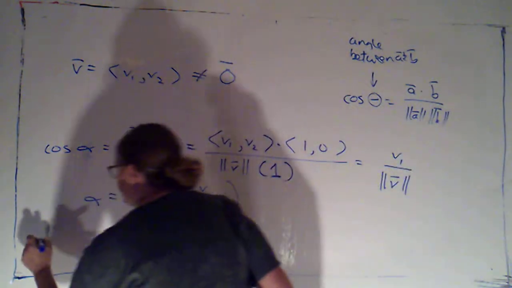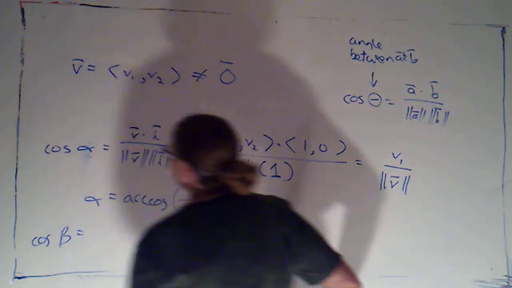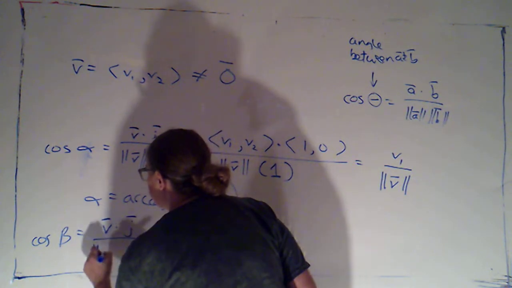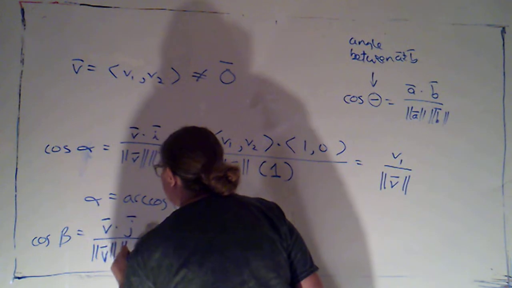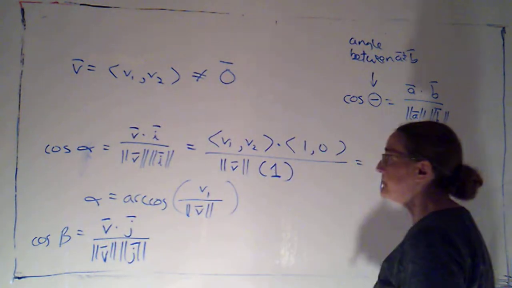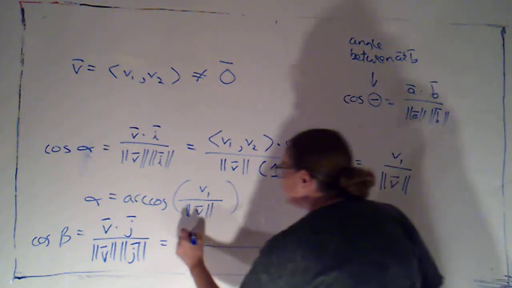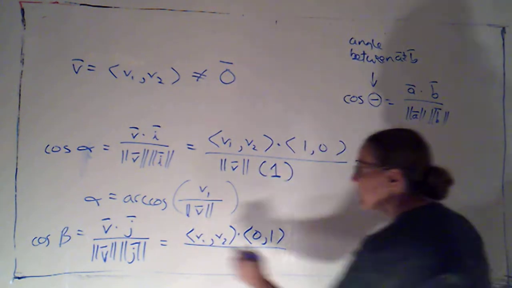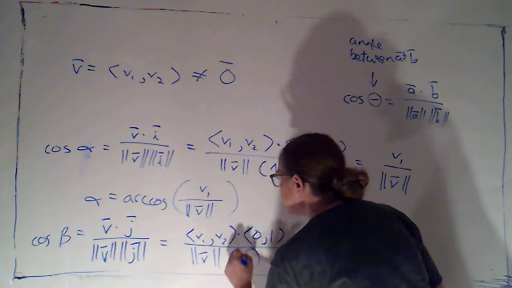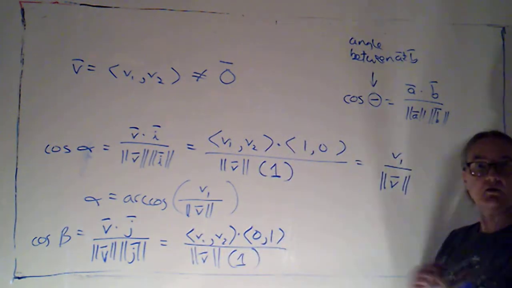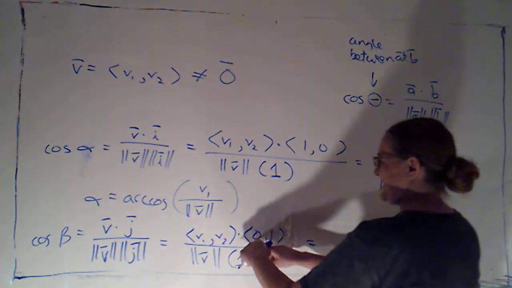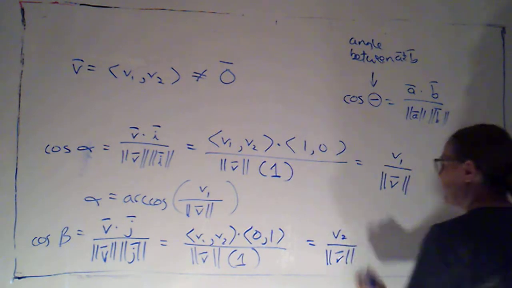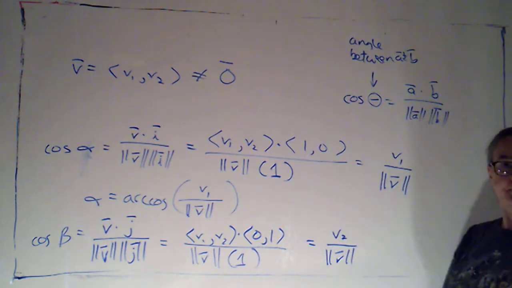If I work out cosine of beta, that's going to be V dotted with J over the magnitude of V times the magnitude of J. And again, that's just (V1, V2). This time we're dotting with (0, 1), and it's over the magnitude of V times the magnitude of J, which is just 1, because that's a unit vector. Now this time 0 kills off the first component, so I just get V2 over the magnitude of V.